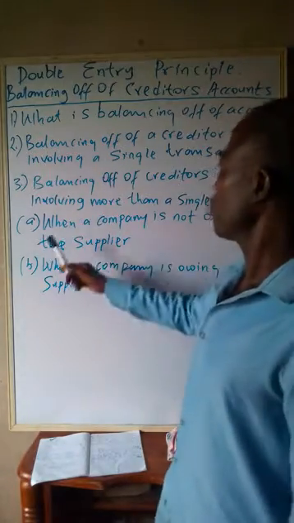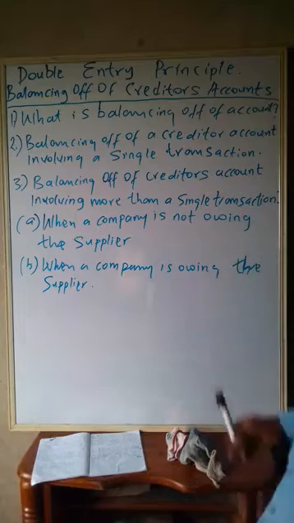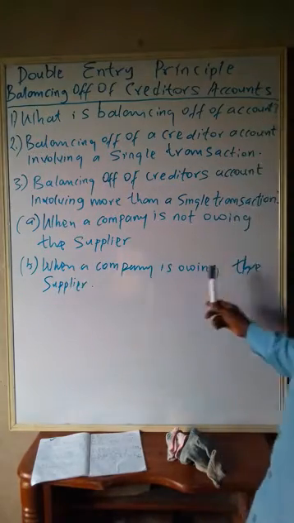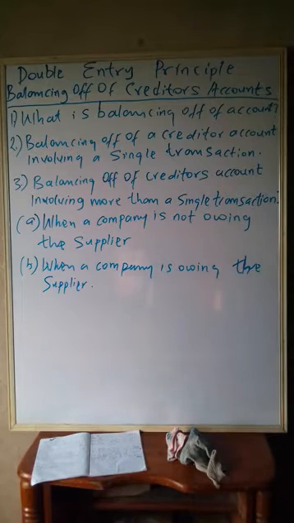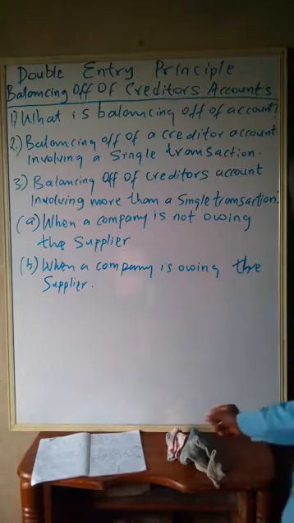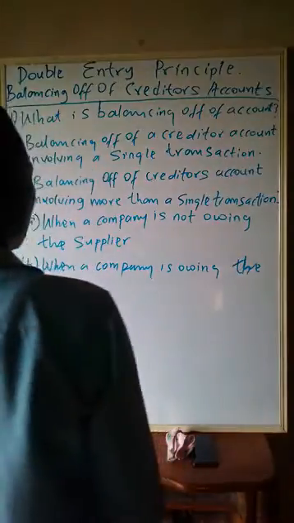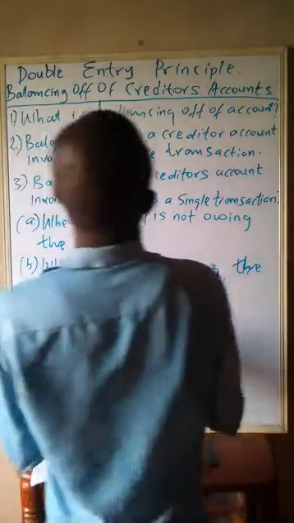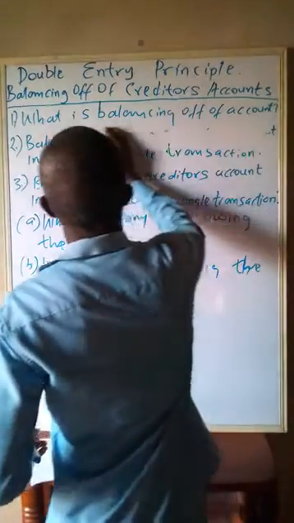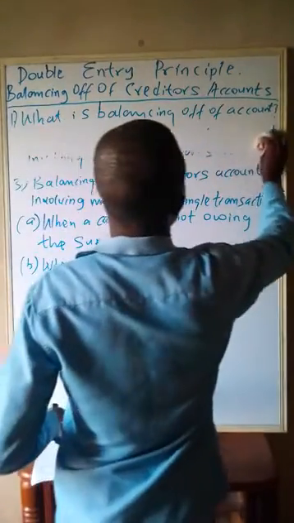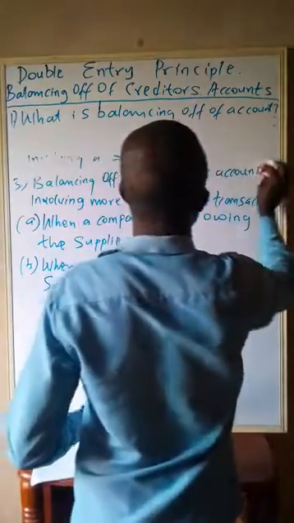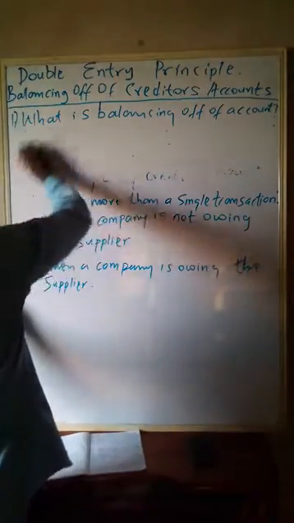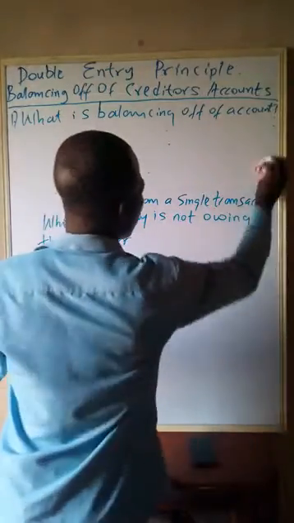A. When a company is not owing the supplier. B. When a company is owing the suppliers. Let me rub off some part of the highlights so that I can provide the solution.